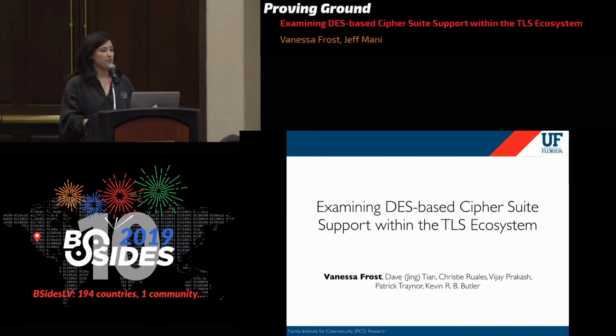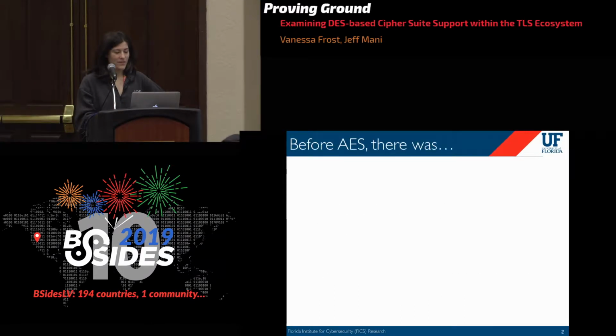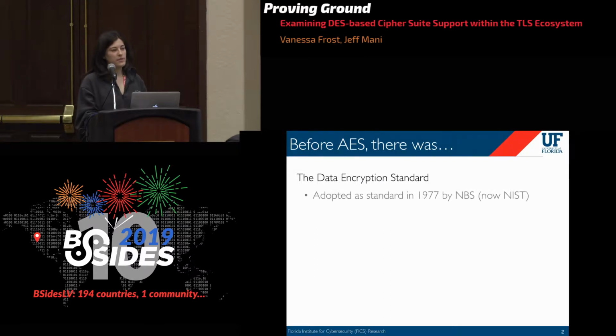So today, we're going to be talking a little bit about DES. That might surprise some of you because it's 2019. Why the hell are we still talking about DES? Let's get into it. So a little bit of background. Before we had the Advanced Encryption Standard, AES, we had the Data Encryption Standard. So the Data Encryption Standard is the evolution of an algorithm developed by IBM in the early 70s.